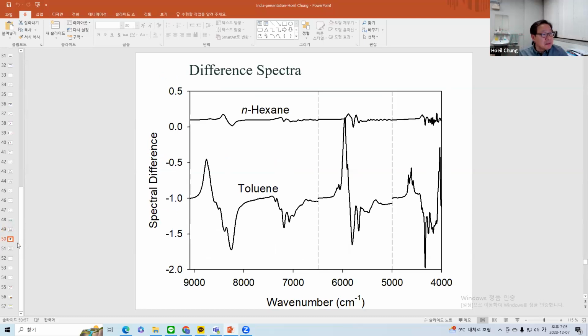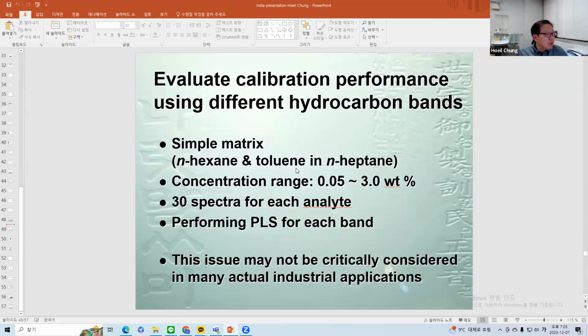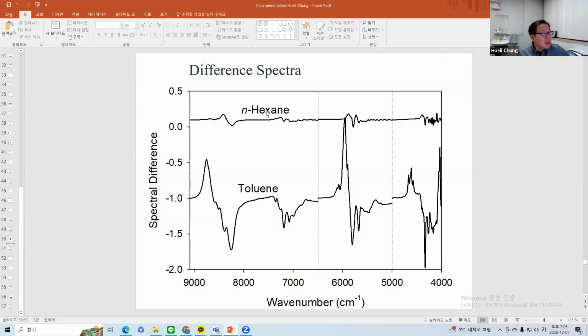Actually, I made a difference spectra. As I mentioned before, I put normal hexane in normal heptane. As you can see here, normal hexane minus normal heptane, this is a difference spectra, and the difference is very, very small. Why? Because the molecular structures of normal hexane and normal heptane are very similar. So if you want to differentiate them, you might need a more sensitive, more selective measurement.